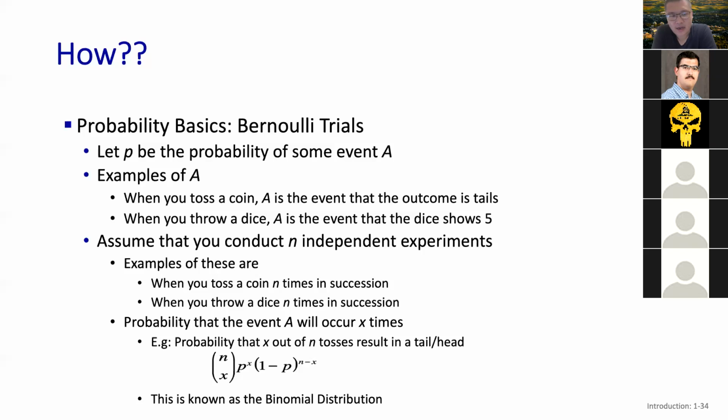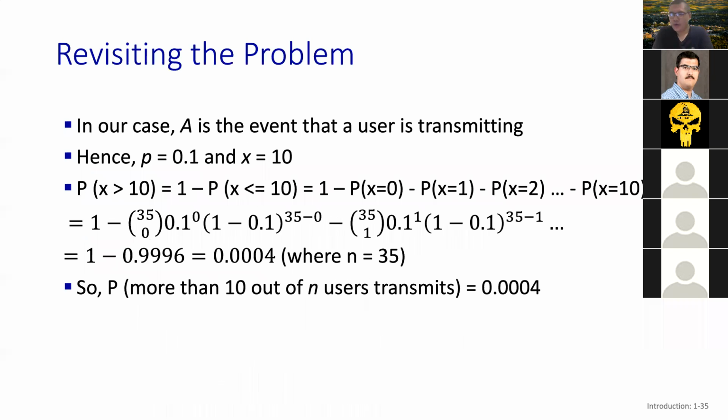So we use tossing a coin as an example. But if we revisit our problem, okay, in our case, A is the event that a user is transmitting or using the network, okay? Therefore, P is equal to 0.1 and X is equal to 10. So why is P equal to 0.1? Anyone knows why P is equal to 0.1?